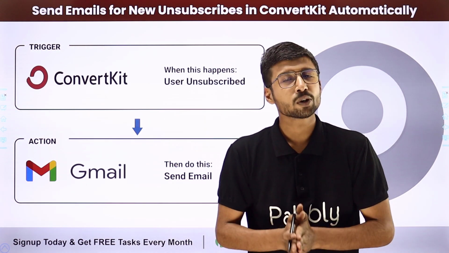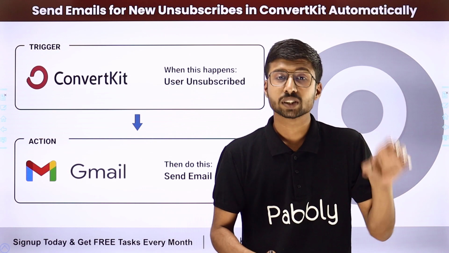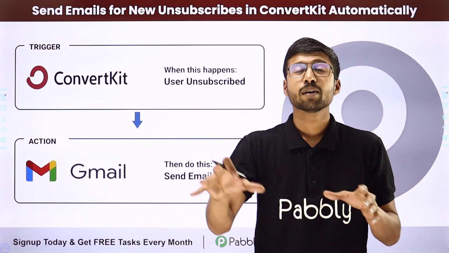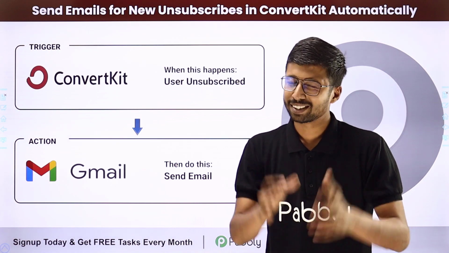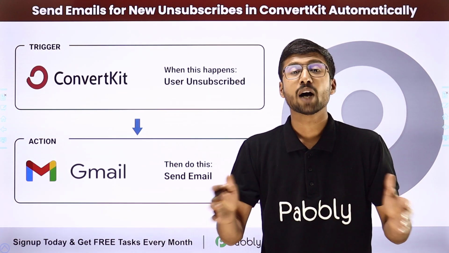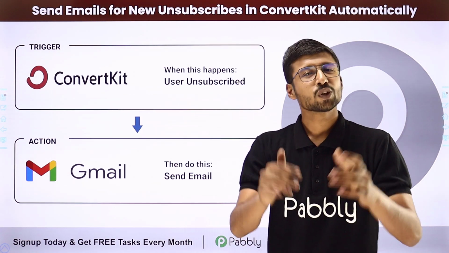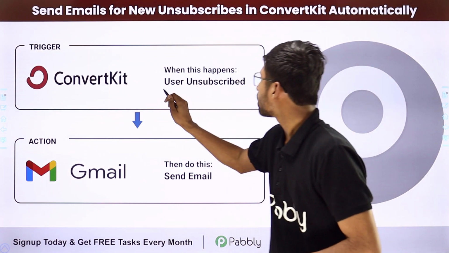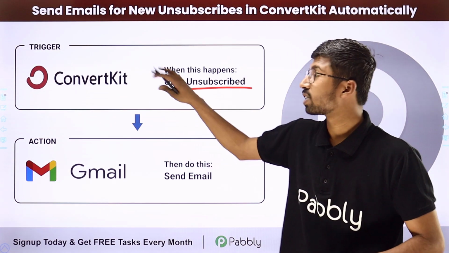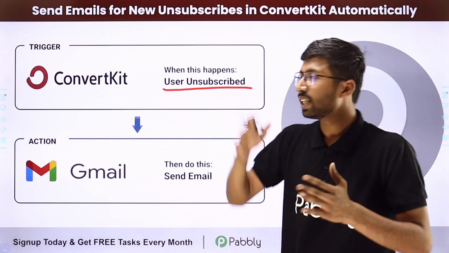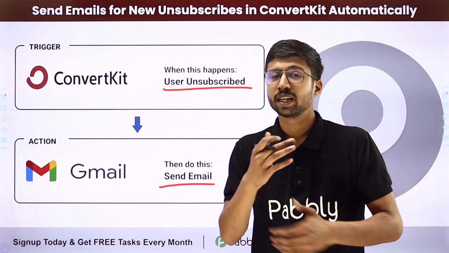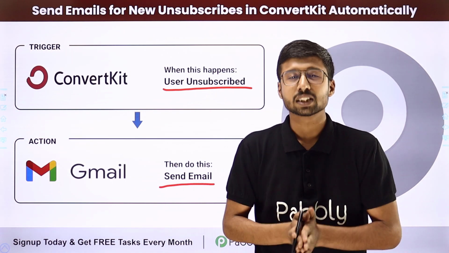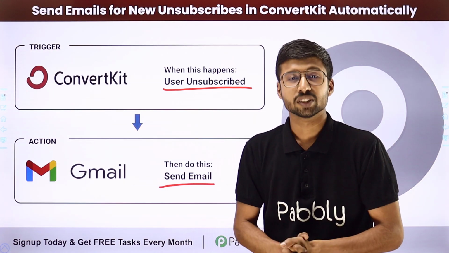So here, guys, the manual process of getting the details of the user who has unsubscribed and manually sending them emails as a last email is very much repetitive and time consuming. So in this video, we are going to see how you can automate this process. In this automation, whenever a user unsubscribes from our emails in ConvertKit, automatically we are going to send an email to the same user with a proper email content that this is the last email, you have been successfully unsubscribed and have a great journey ahead.